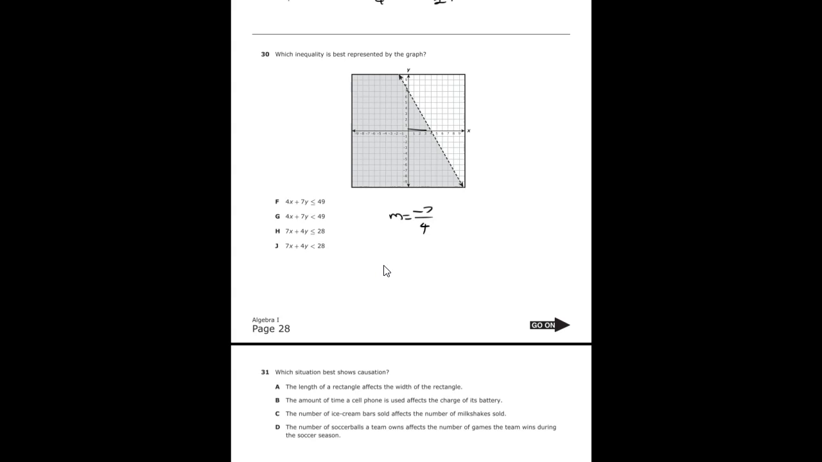So that means that you're going to end up with 4y on this side, and then you're going to end up with 7x somewhere. So it's going to be 4y, because you have to get negative 7 over 4. And because it's a broken line, you cannot have less than or equal to, it has to be just less than.